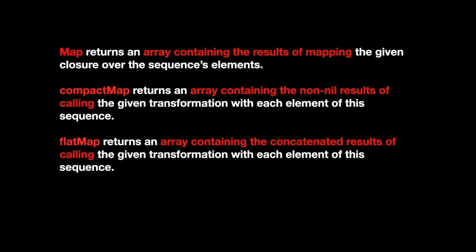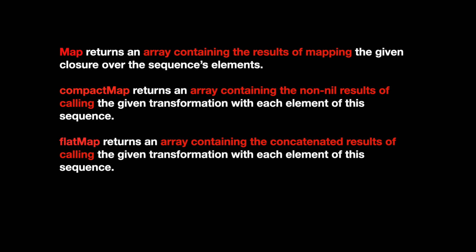So what is a map function? A map function returns an array containing the result of mapping the given closure over the sequence elements. So what is a compactMap? CompactMap returns an array containing the non-nil results of calling the given transformation with each element of the sequence. So compactMap returns a non-nil value, whereas a map can return a nil value. A compactMap always returns a non-nil value.